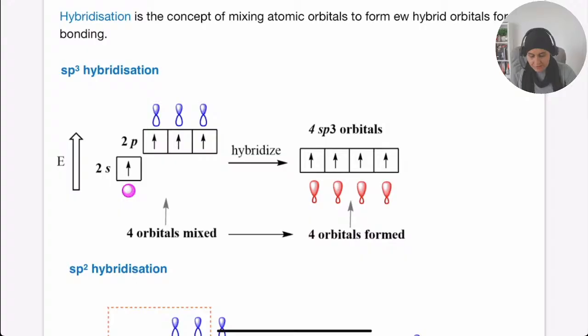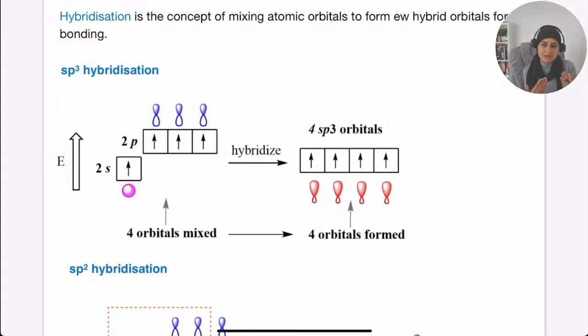So let's say we have an s orbital with an electron and 3 p orbitals with 3 electrons. We know that the s subshell is lower in energy than the p subshell. So if you draw energy going up, the s orbital would have a lower energy than the p orbitals. And that's the shape: s is spherical, p is dumbbell shaped.